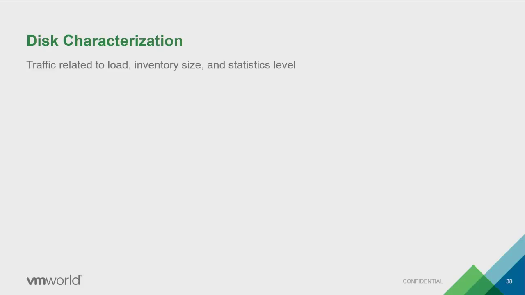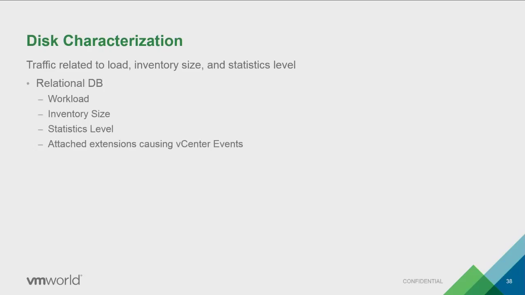As you can probably imagine, it's related to the size of your inventory, the statistics level, and the amount of operations that you put against it. The main relational database, the vCenter database, obviously depends on the workload, the inventory size, the stats that you're putting in, the sorts of events that you're gathering, and anything else that you're attaching to vCenter. Let me give you an example here. Imagine I have an agent that logs into each of my ESX hosts every once in a while to do something. Every time it logs in, it generates a vCenter event. That event goes into the database.